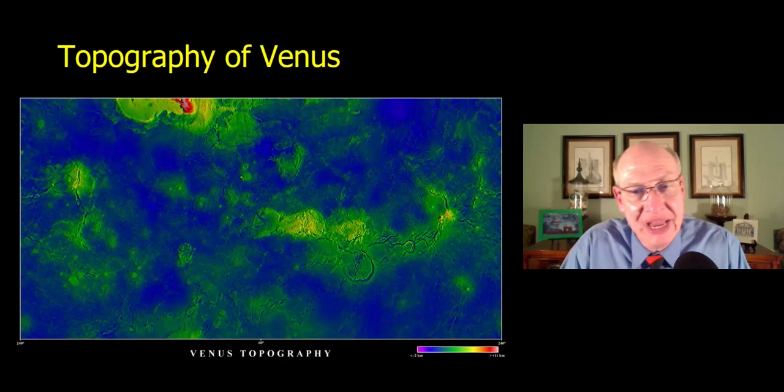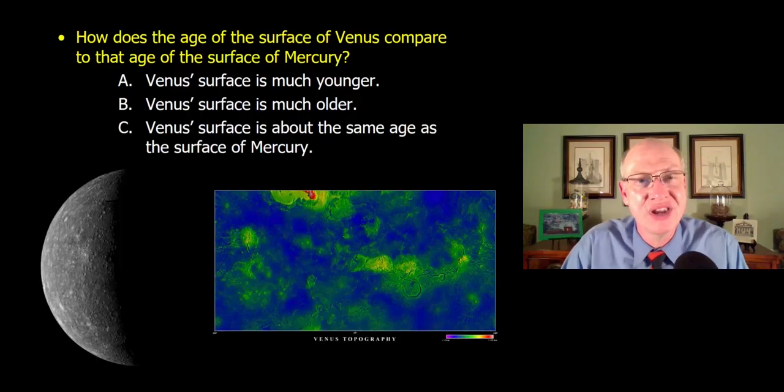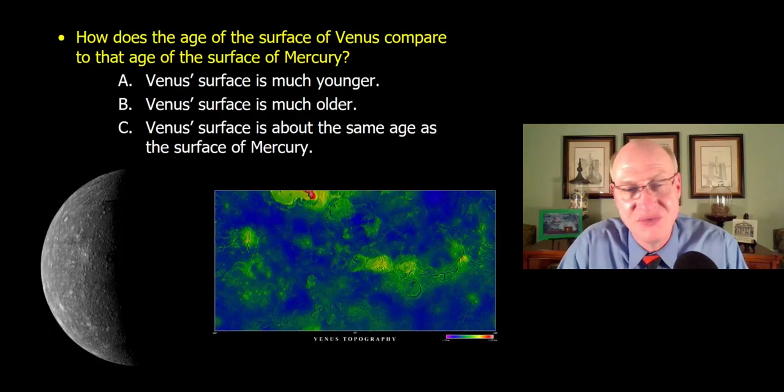However, just looking at this image, we can tell one really interesting thing. We can actually compare the surface of Venus to the surface of Mercury and determine which one is older. So, just like we did with the moon, I want you to look at the surface of Mercury on the left and Venus on the right.